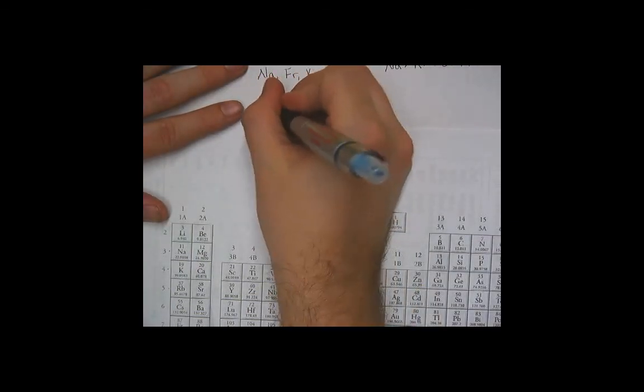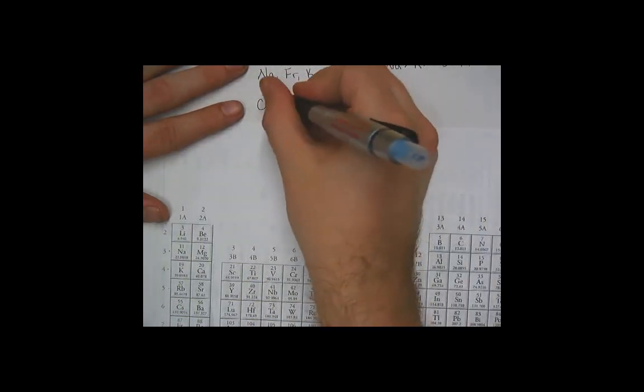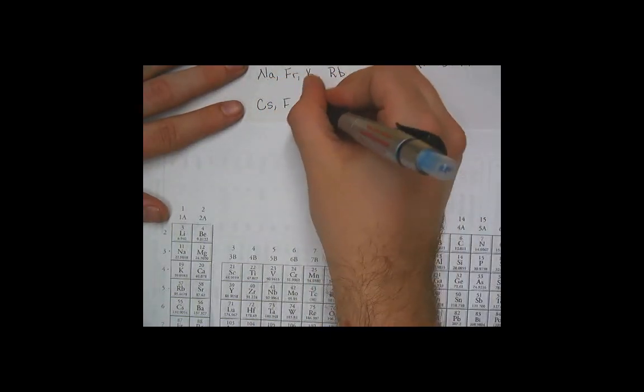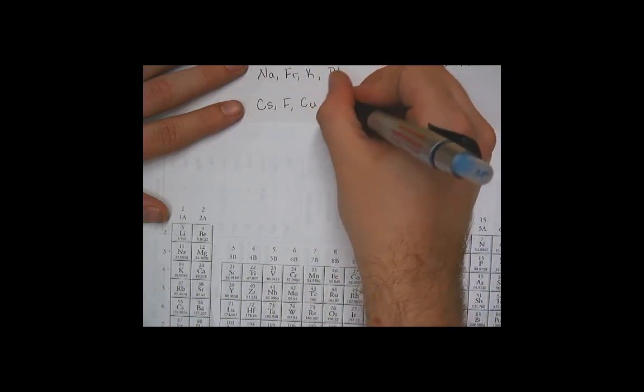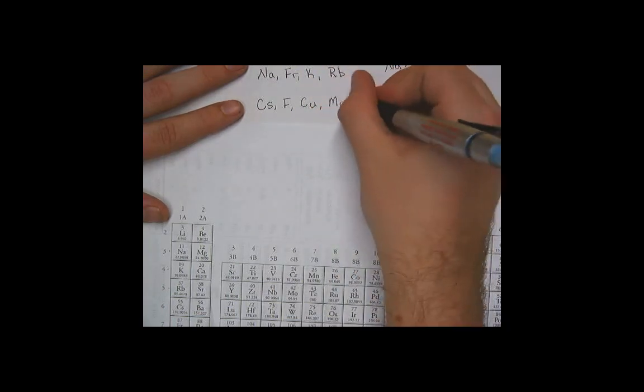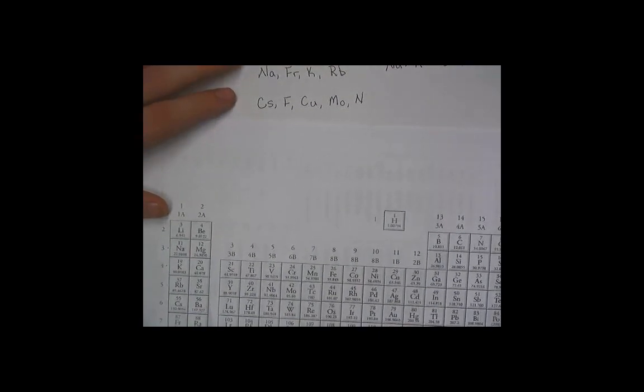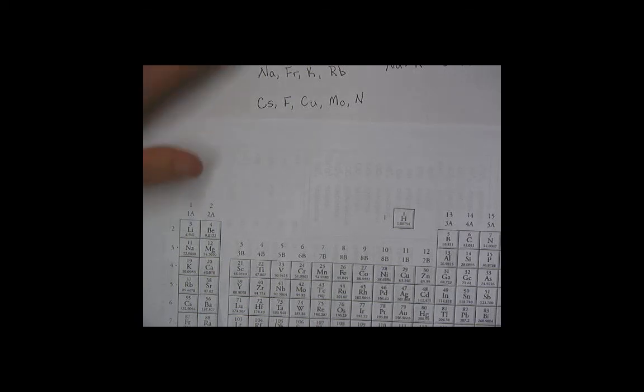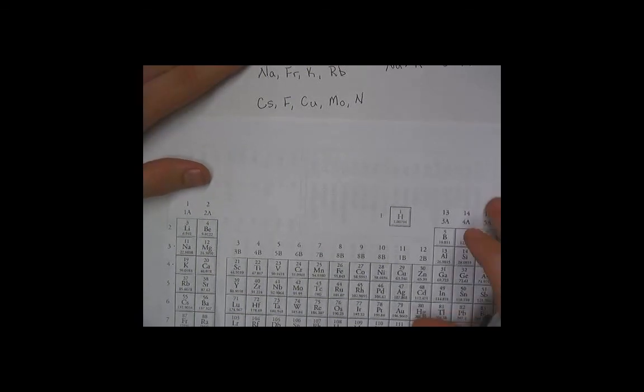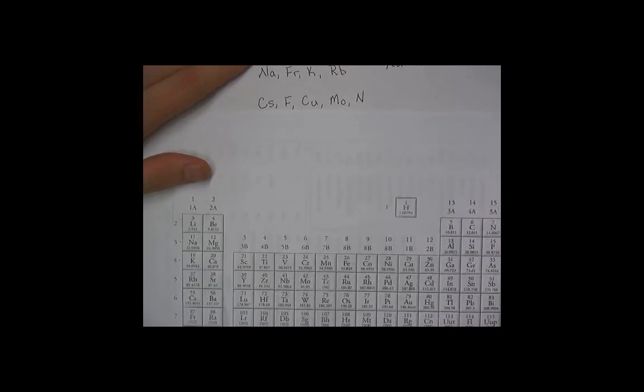Okay, we could try another list just to make sure we have the trend down. Let's consider cesium, fluorine, copper, molybdenum, and nitrogen. Right, so this time they're not all in one column, so I have to really take a look at it on the periodic table. I'm going to pause for a few seconds in the video to give you a chance to try to list those from most to least, and then I'll go over the answer in a minute.